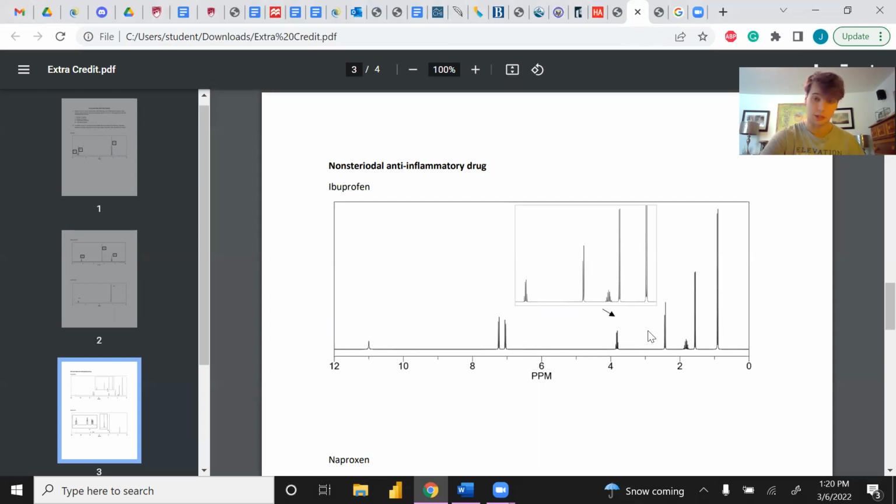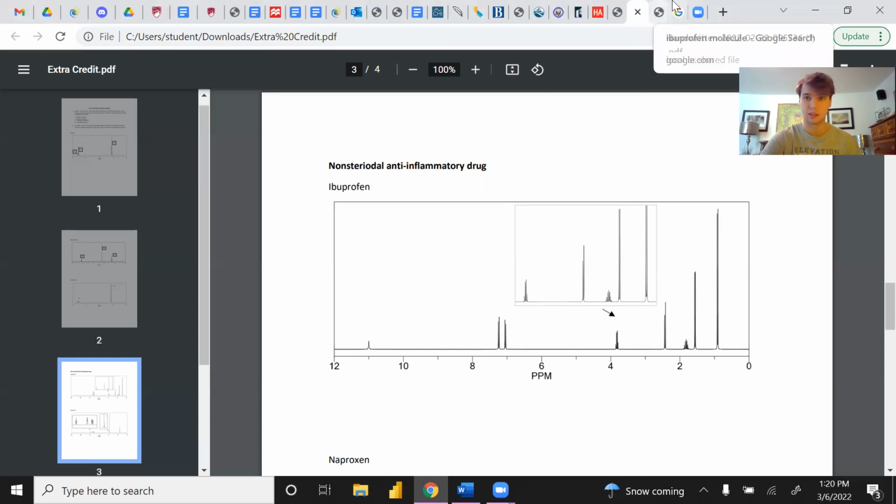But each of these are different H environments, and the ones that are bonded to the carboxylic acid are going to be way more downfield. And then the ones that are bonded to the aromatic ring and double bonds are also going to be much more downfield. However, the CH3 groups are all over here. CH2 groups, some of them are over here, but not as many.